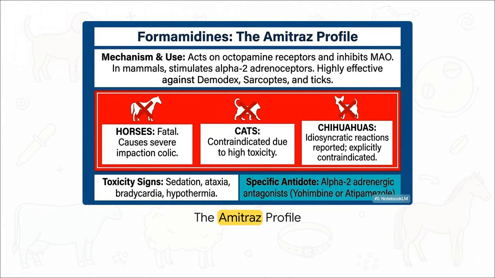Now, what's really interesting is the wildly unique profile of Amitraz, which is a formamidine. Instead of sodium channels or AChE, Amitraz goes after octopamine receptors, and it is incredibly effective against really tough parasites like Demodex mites and ticks. But it comes with some absolutely strict clinical boundaries.